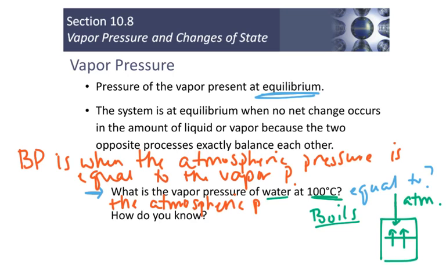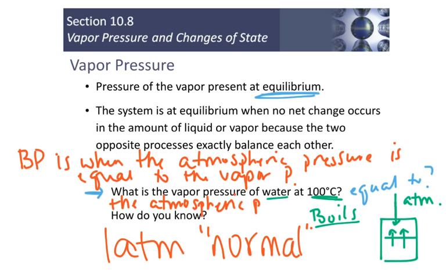Okay, that's a more advanced definition of boiling point. It's not just the temperature at which something boils. It actually is when that atmospheric pressure and the vapor pressure are equal. So whatever the atmospheric pressure is, that's what the vapor pressure is if the substance is at the boiling point. Now, typically, the vapor pressure is at standard 1 atmosphere. You might also see this written as the normal pressure. So normal pressure, standard pressure, same thing.